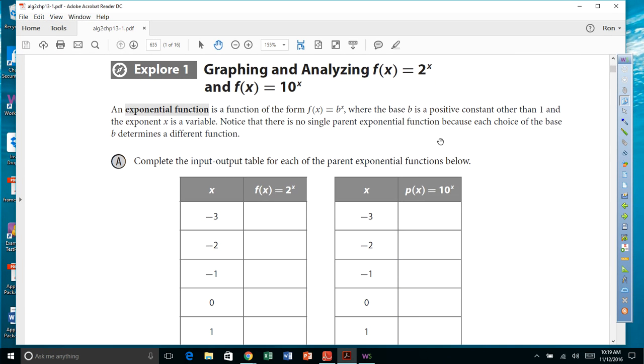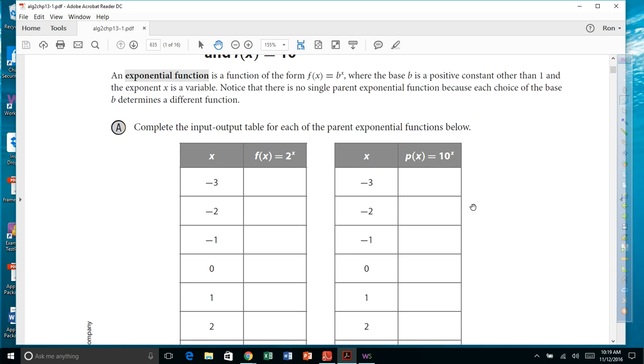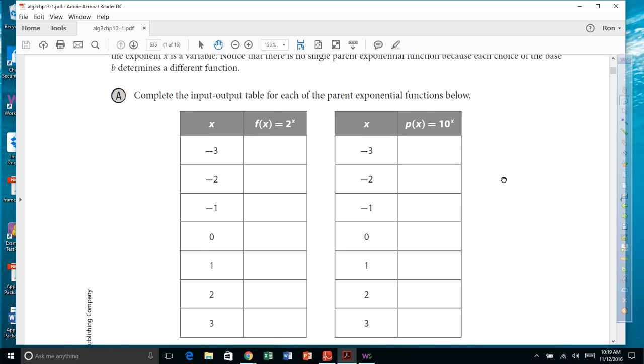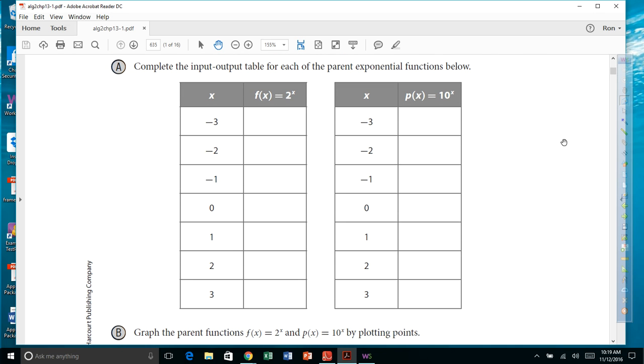Graphing and analyzing f of x equals 2 to the x and f of x equals 10 to the x. An exponential function is a function of the form f of x equals b to the x, where the base b is a positive constant other than 1, and the exponent x is a variable. Notice that there is no single parent exponential function because each choice of the base b determines a different function. So let's try.